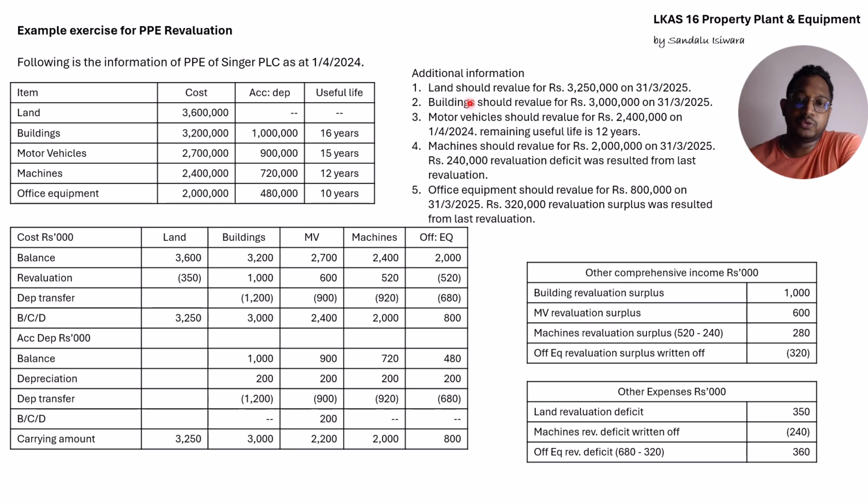Land should be revalued for 3,250,000 on 31st March 2025 as at the closing date. So land revaluation is a very easy case because land is not depreciating, so nothing to do about depreciation. So you have to find out the revaluation by comparing the cost and the revaluation value. And your land cost is 3,600,000 and you are revaluing that for 3,250,000, so at first you are getting a revaluation deficit of 350,000, and that you have to record under other expenses.